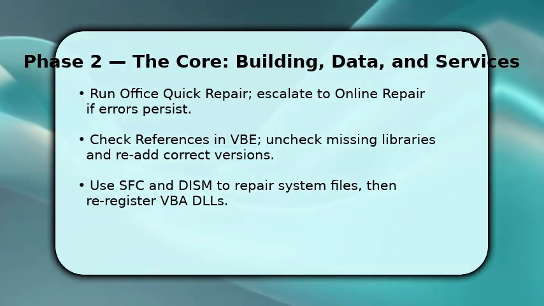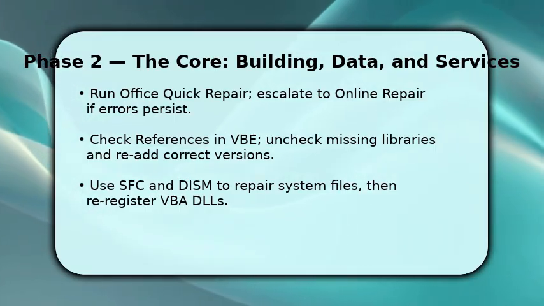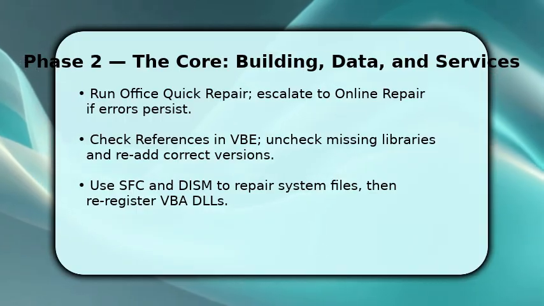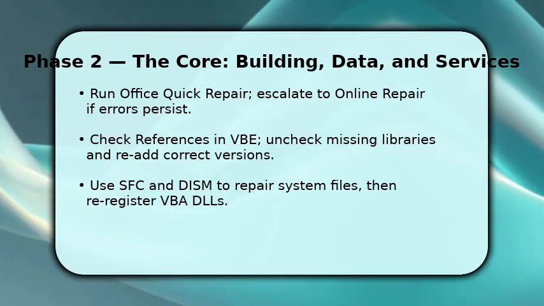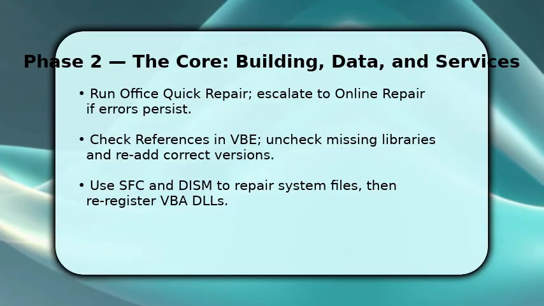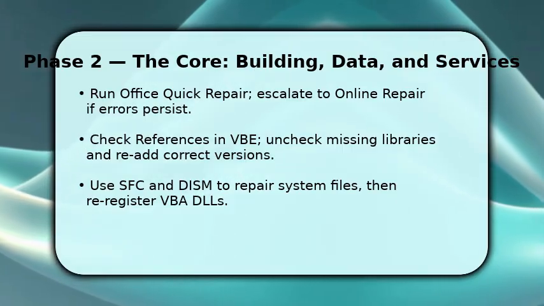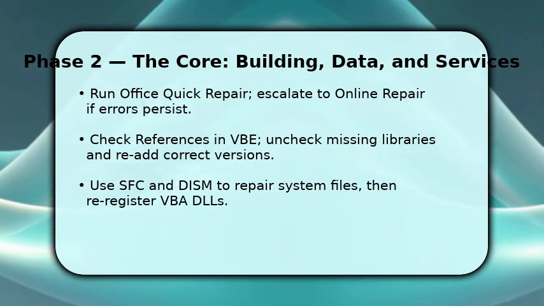Then open the Visual Basic Editor and check references. Uncheck any marked missing, browse to re-add the correct library versions because mismatched references cause error 400. After that, run SFC and DISM to repair system files and re-register VBA DLLs with regsvr32. Once complete, restart and test a simple macro to verify progress.